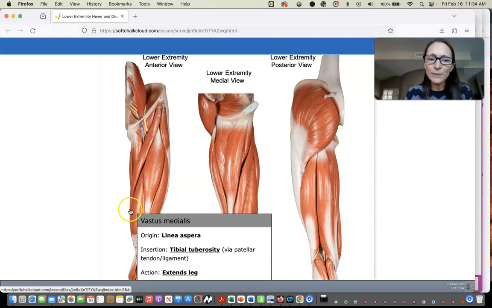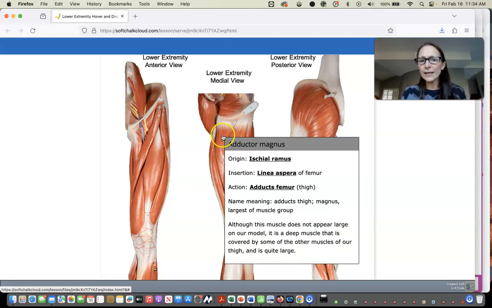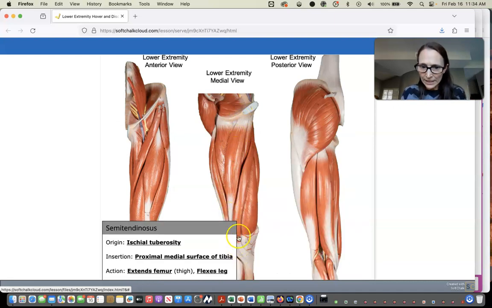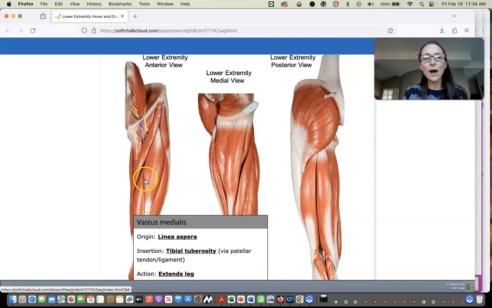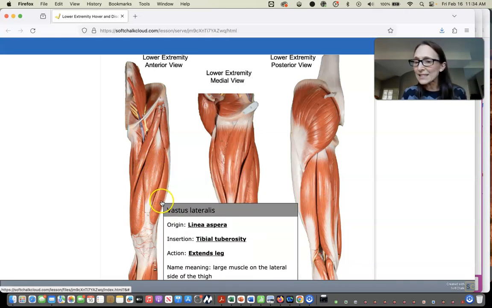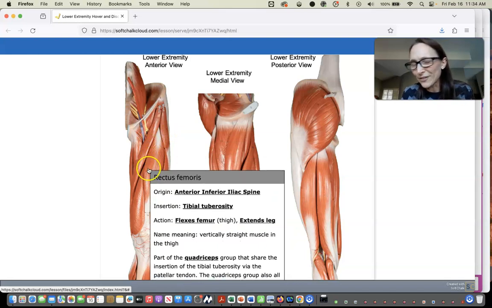As we're working our way around here, so again, we're just working our way around. Adductor magnus, gracilis, here's sartorius, okay? Here's vastus medialis. Now we go rectus femoris. Now vastus lateralis. And then I know the vastus intermedius is underneath there. I just kind of skip over it as I'm going around.